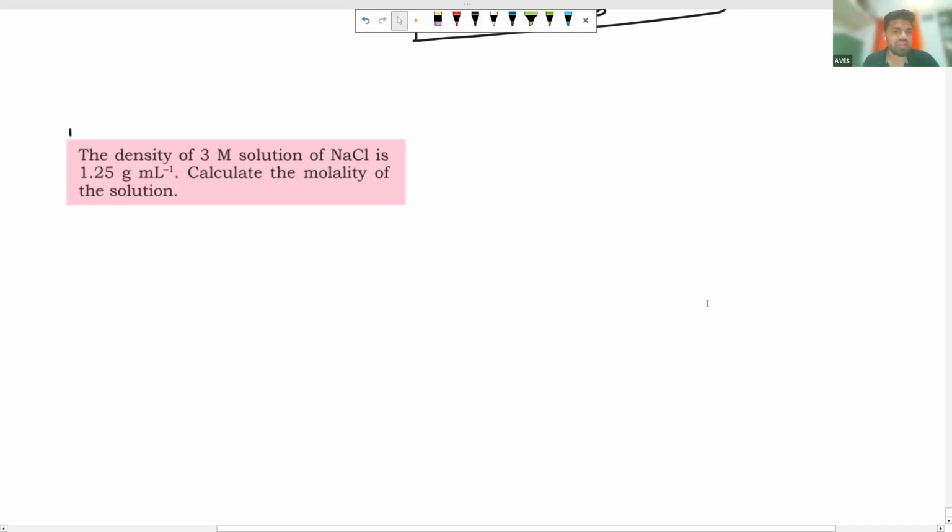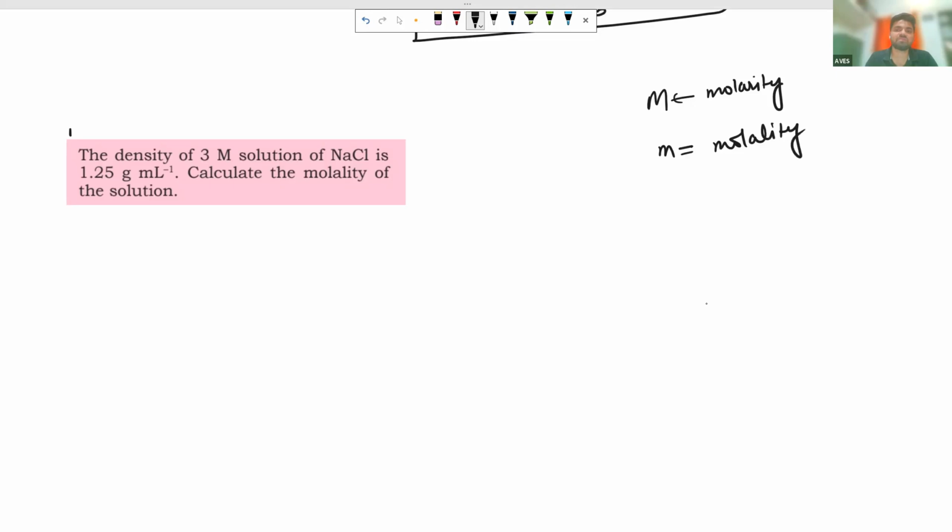The density of 3M solution of NaCl is 1.25 grams per mL. Calculate the molality of the solution. So what do you mean by 3M? It is the molarity. When it is capital M, it represents the molarity, and when it is small m, it represents the molality. And what is the difference between molality and molarity?